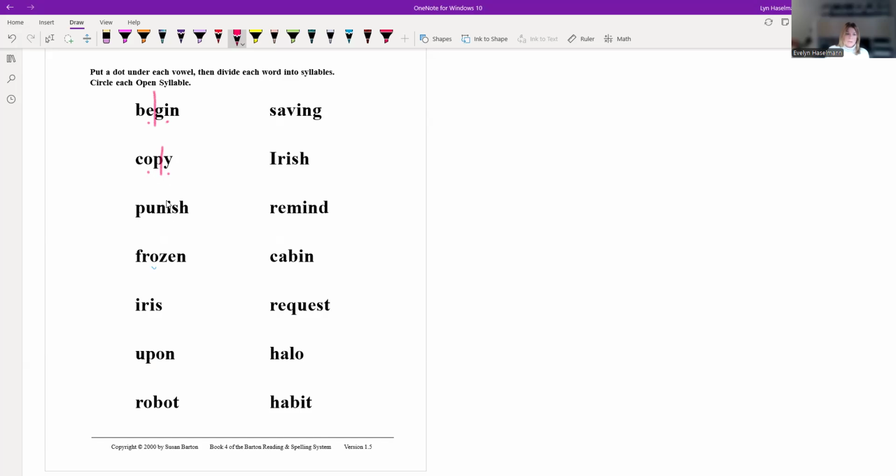Copy, copy. This word is going to divide after the N. It's going to go the other way. Punish, punish. The word is frozen, iris, upon, robot, saving, dot, my dots are not coming out very well, Irish, remind, again, is the word cabin? Nope, the word is not cabin, it's cabin.